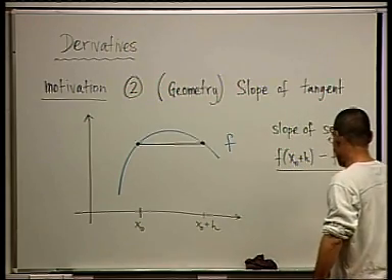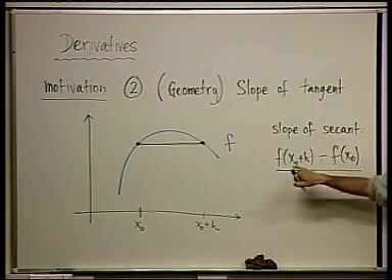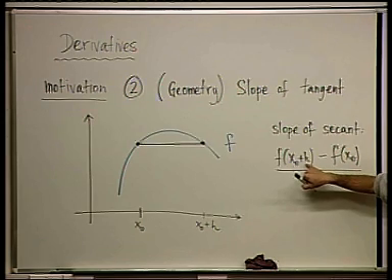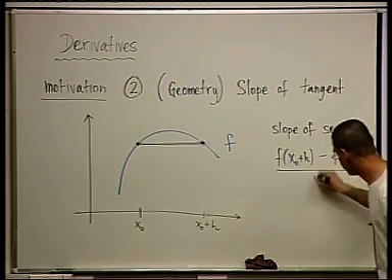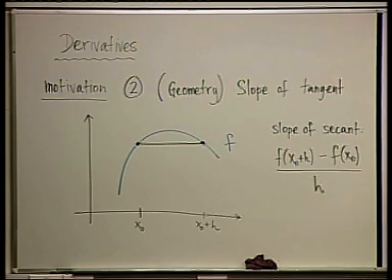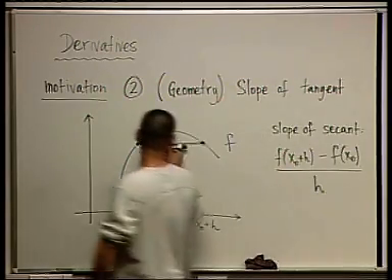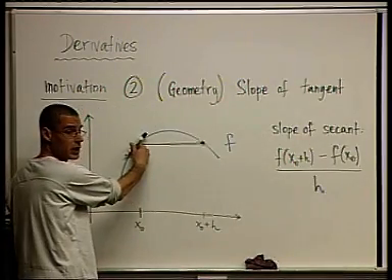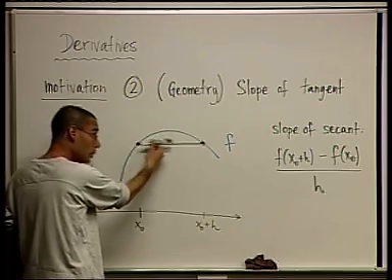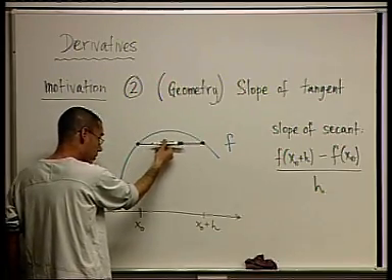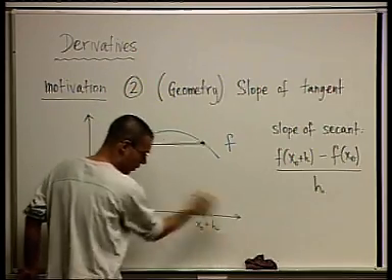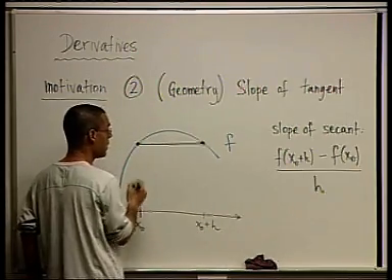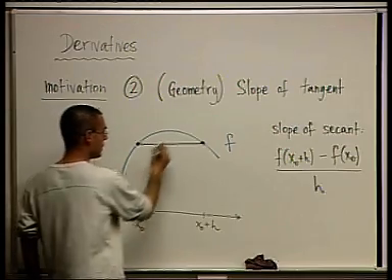Divided by the difference in the x values. So x0 plus h minus x0, which is h. Do you agree that this is the slope of the secant line? But clearly, this is not the slope of the tangent line. But we can get a better estimate of the slope of the tangent line if we take our x0 plus h, the other point, closer to x0. Suppose it's here.